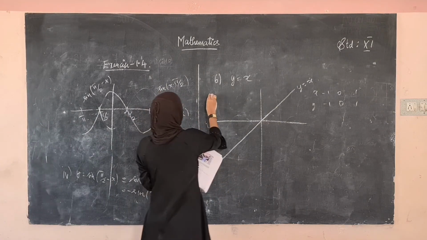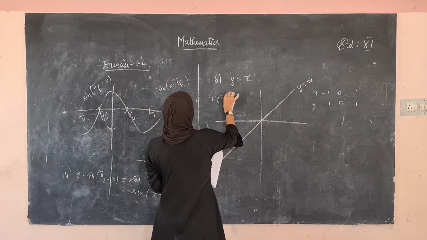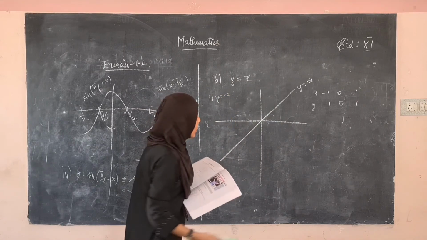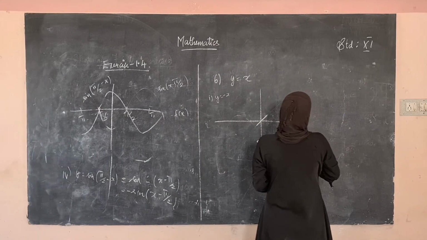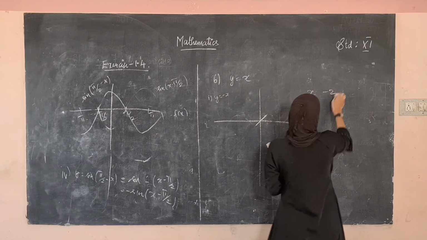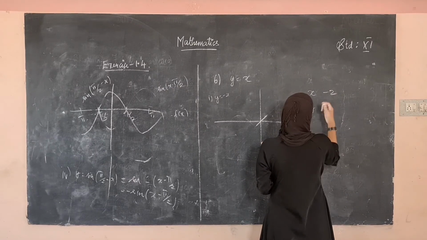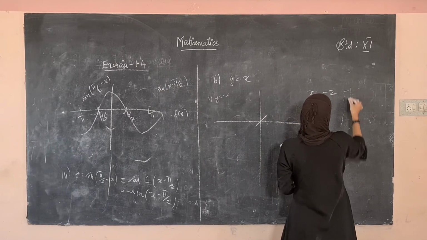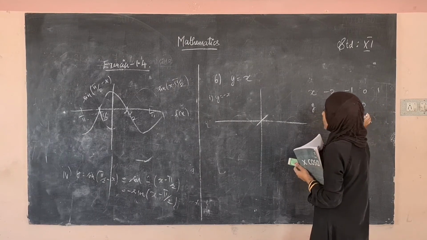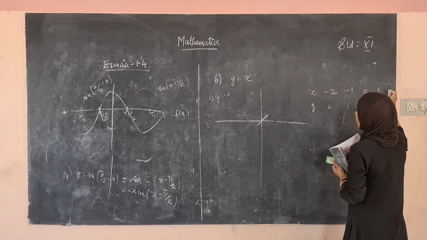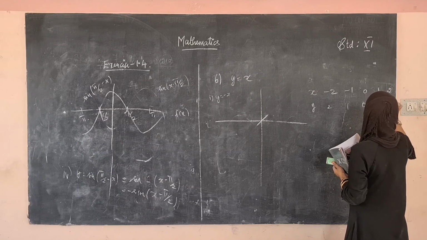First subdivision is y is equal to minus x. So what will be the graph of y is equal to minus x? X is equal to -2, y becomes minus of -2, which is 2. For -1, 1; for 0, 0; if x is 1, y is -1; if x is 2, y is -2.